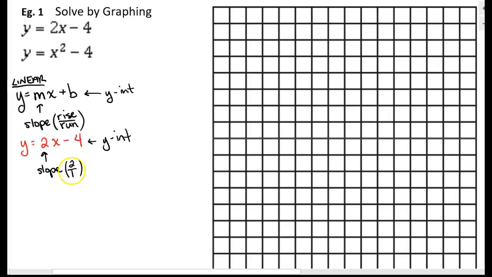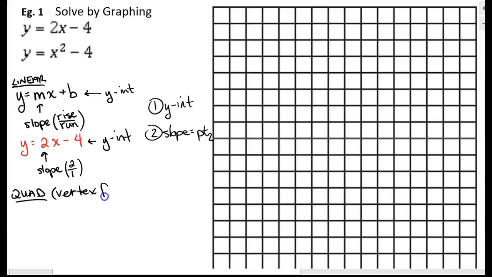So when I go to plot this, I'm going to put my y-intercept. So step 1 is y-intercept, and then I'm going to use my slope to determine another point. For my quadratic equations, it was always easier to interpret, in my opinion, using vertex form. And we could say that this is in vertex form.